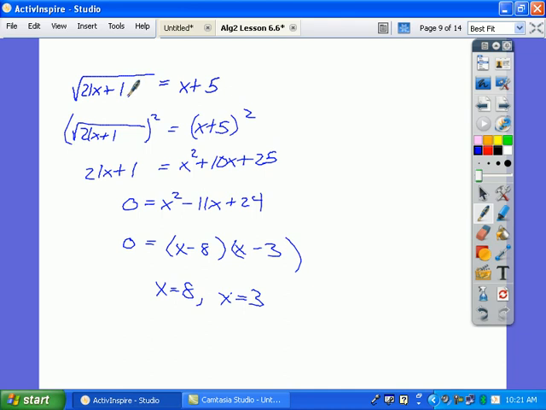Okay. Now let's do 8 on both sides. So 8 plus 5 is 13. 21 times 8 is 168. Plus 1 more is 169. Square root of 169 is also 13. So this also works. So in this problem, both of these solutions do work, but that won't always necessarily happen. That's why we need to check for them.